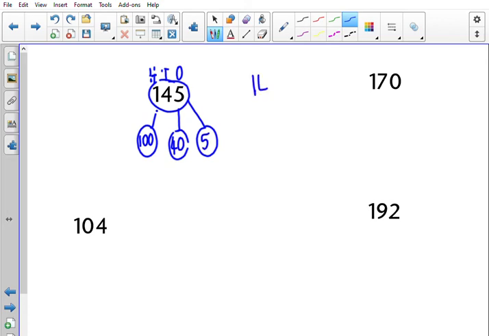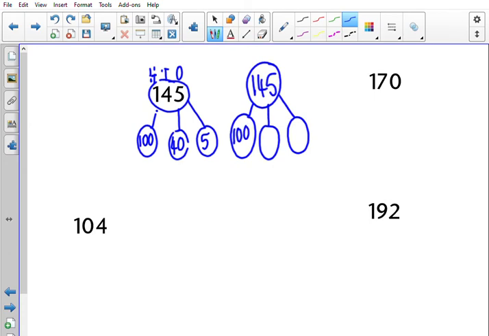I'm going to draw another one. Again, I'm going to keep my 3 parts, keep 100 where it is. I'm going to take a 10 out of the 40, which leaves me with 30, move it over to the 5, which gives me 15. Okay, 100 plus 30 plus 15 is 145.